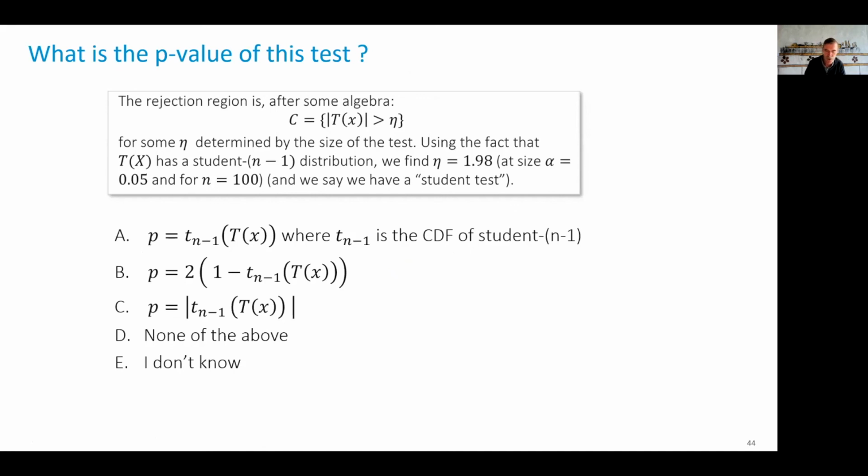By the way, for this test, what would be the p-value, which would be the standard way of describing the test here?